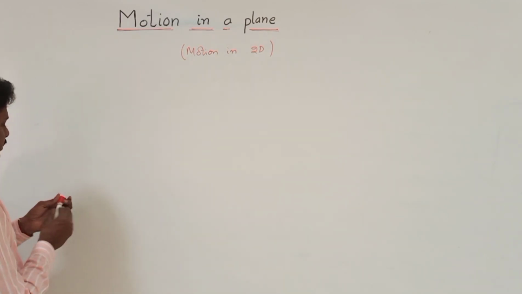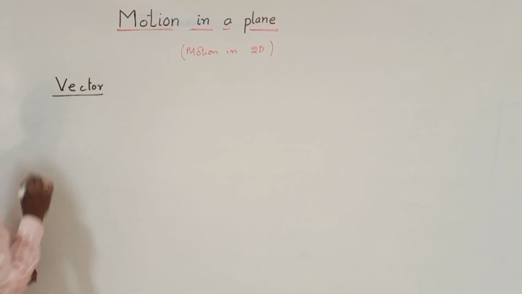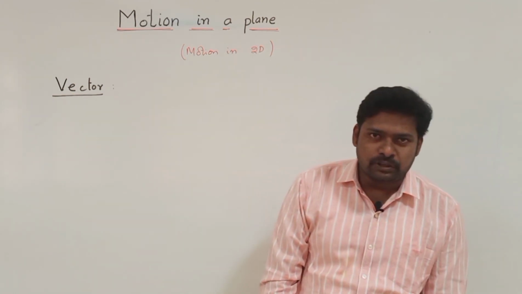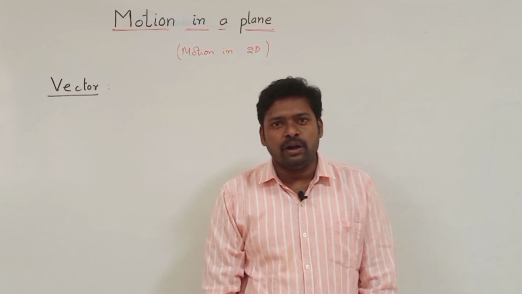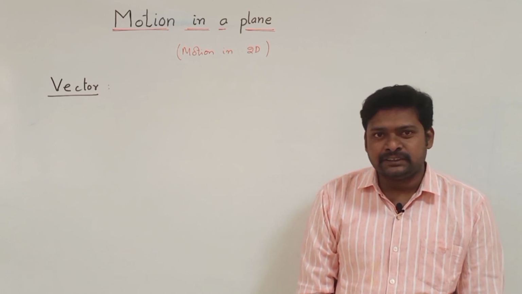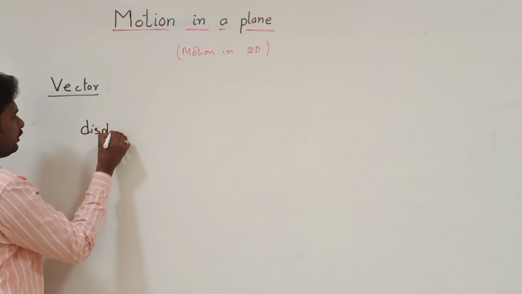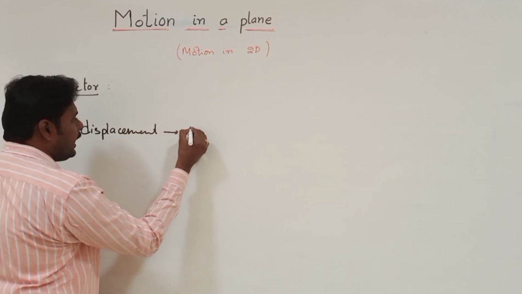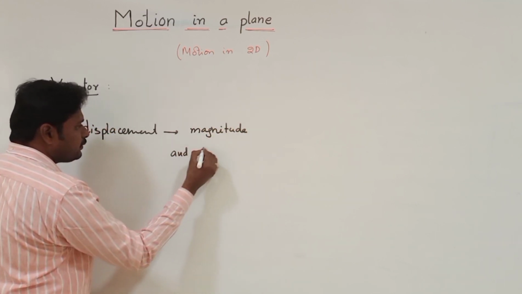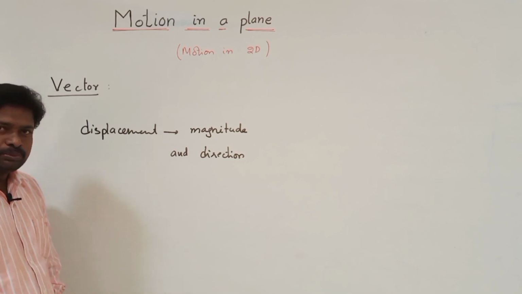Now, first, vector. What is meant by vector? A physical quantity like displacement, velocity, acceleration, force, torque, momentum. These are all coming under vectors. These all possess direction as well as magnitude. Let's say displacement. A displacement will have magnitude and direction. A physical quantity which has both magnitude and direction is said to be a vector.